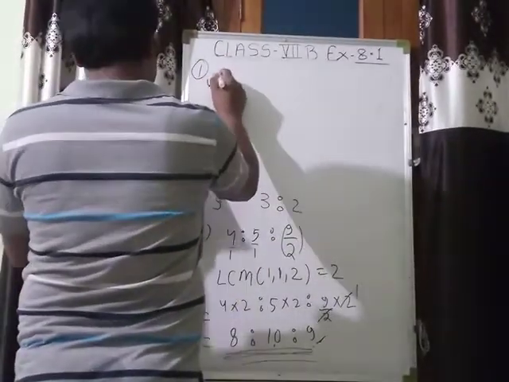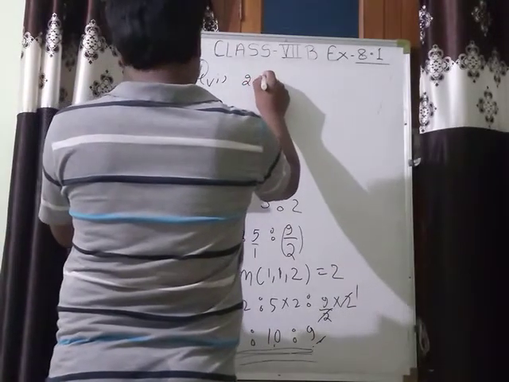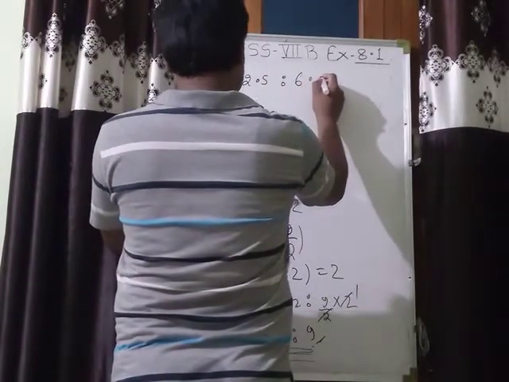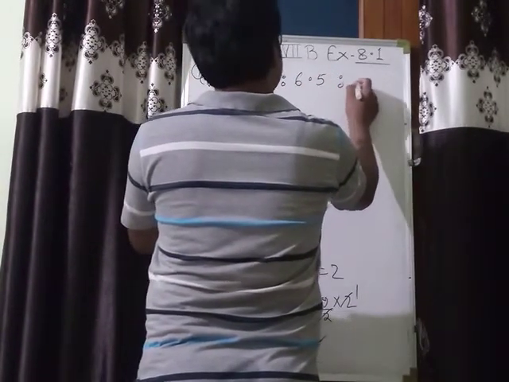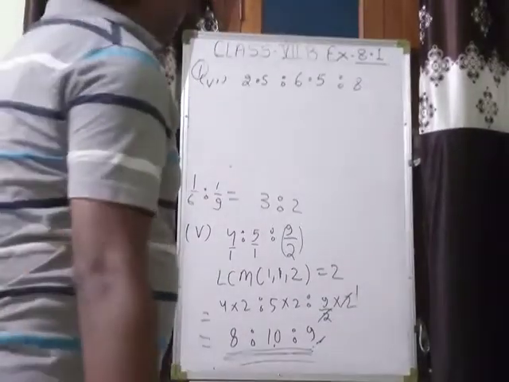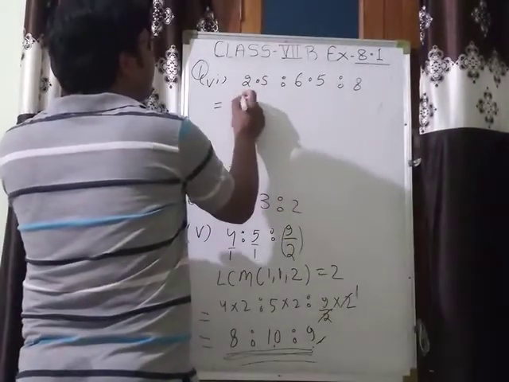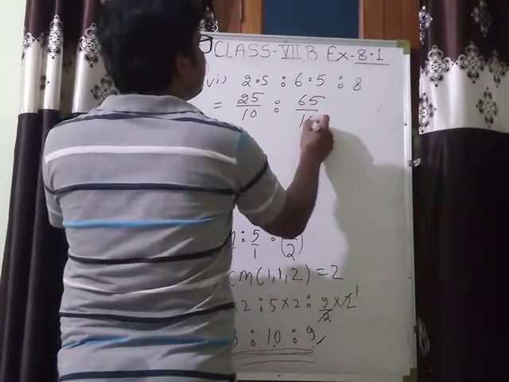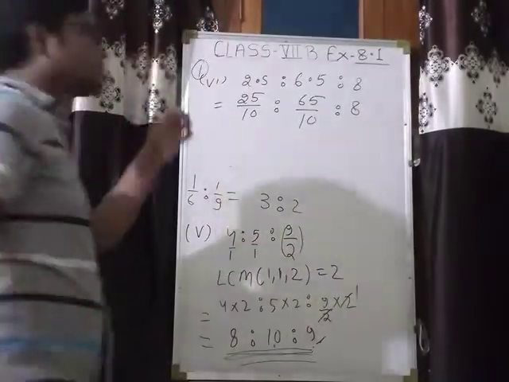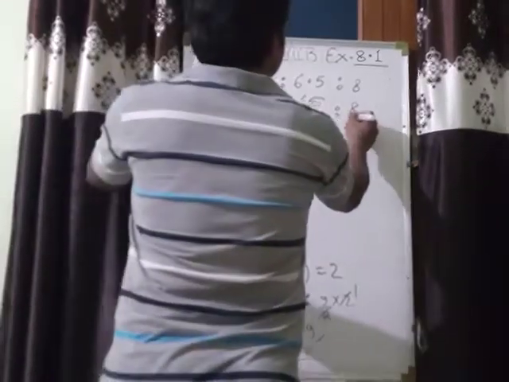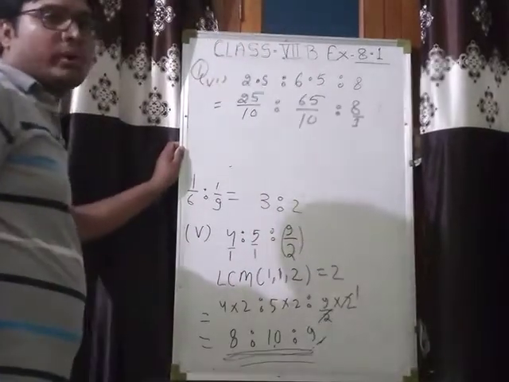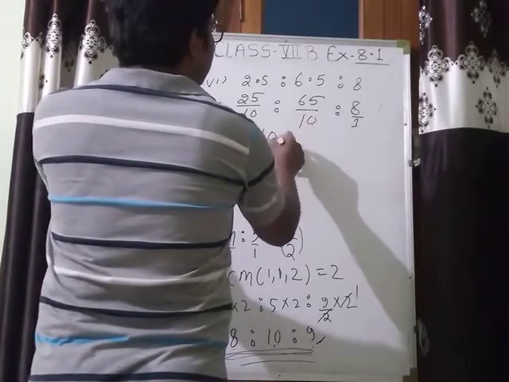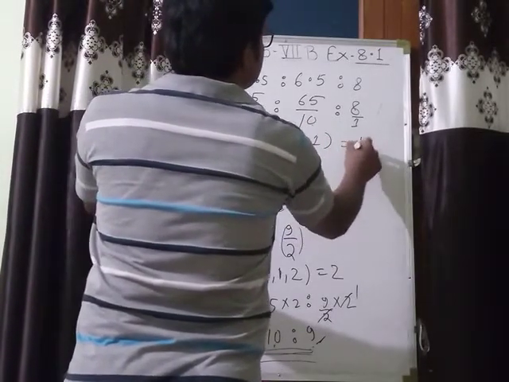Convert into the simplest form 2.5 is to 6.5 is to 8. See, this can be written as 25/10 is to 65/10 is to 8/1. So find out the LCM of 10, 10 and 1. It is 10.